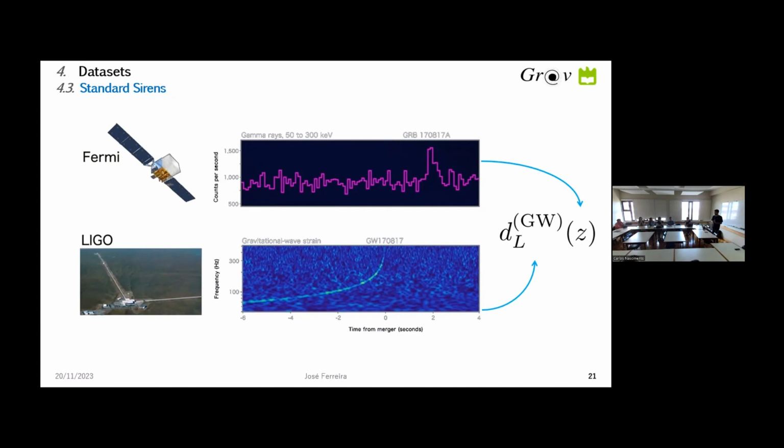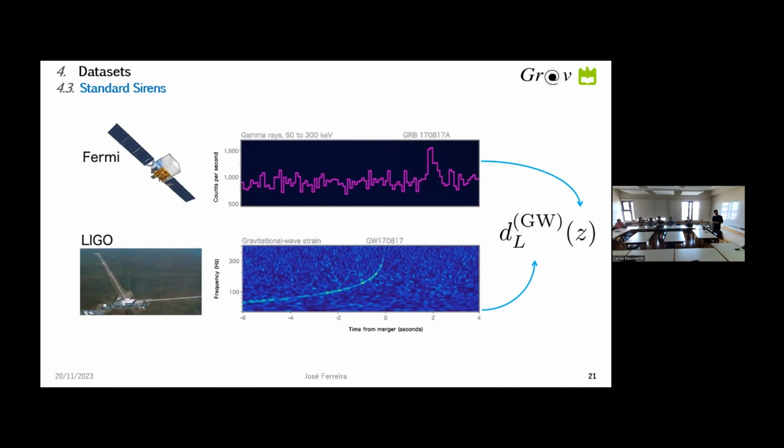This means that we can actually constrain these models directly without requiring any sort of distance ladder calibration, which means that they're effectively independent from any other cosmological or astrophysical observation. Additionally, because we expect some of these events to be measured at intermediate redshifts, we can effectively probe new regions of the cosmos which were previously inaccessible to us.